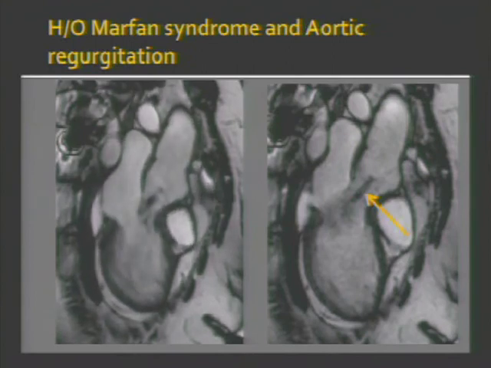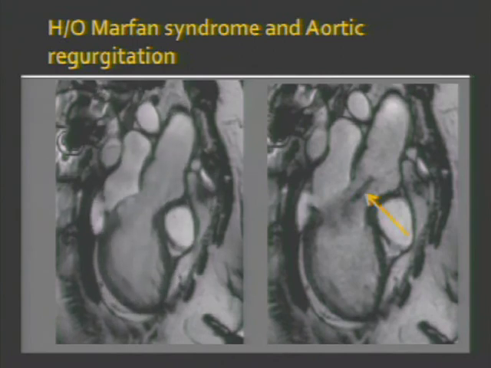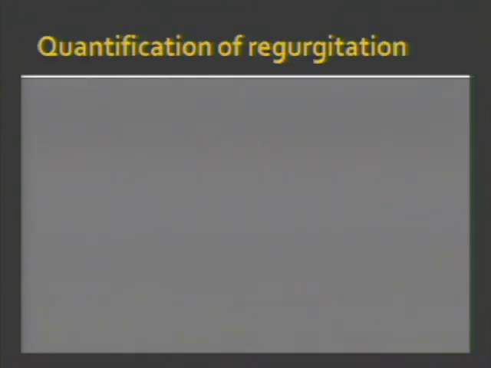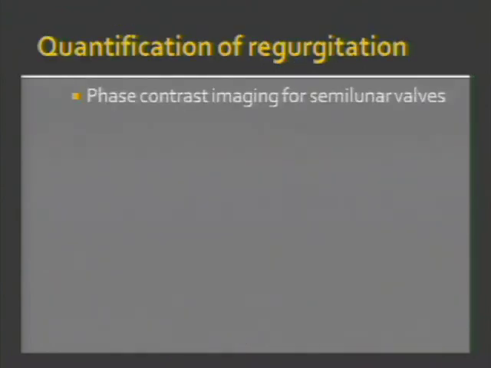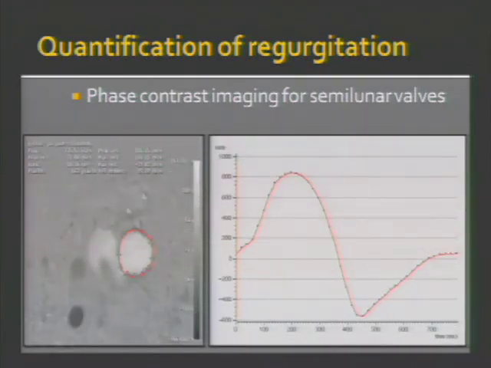If you want to estimate the degree of regurgitation, you need to do what is called phase contrast imaging. This works very, very well for semilunar valves, so for the aortic and pulmonic valves, it works very well. And this is how we do it. You acquire these images throughout the cardiac cycle. You can draw your regions of interest around the vessel that you're looking at, and this generates these kinds of flow curves.